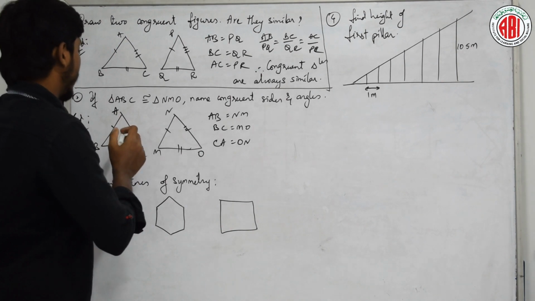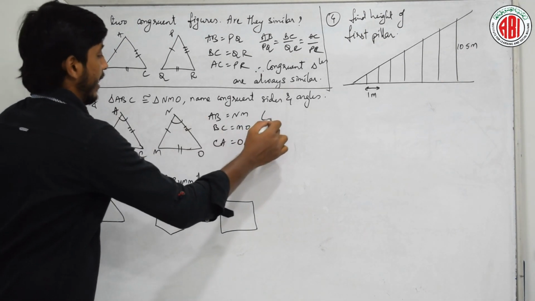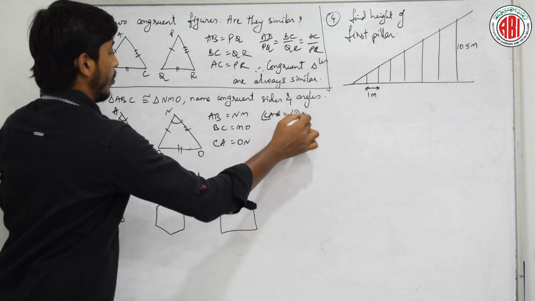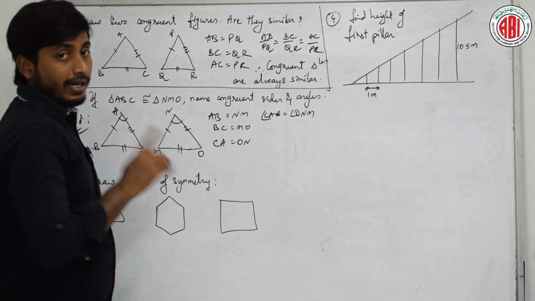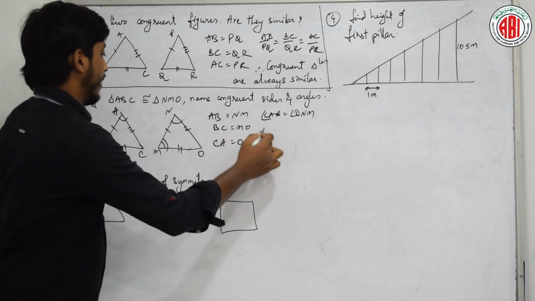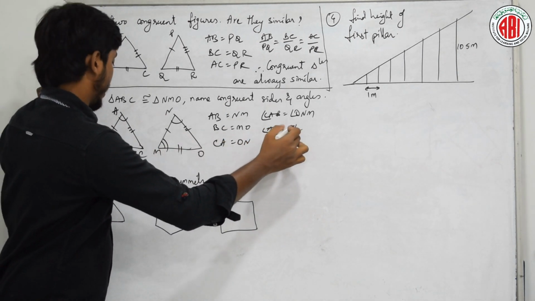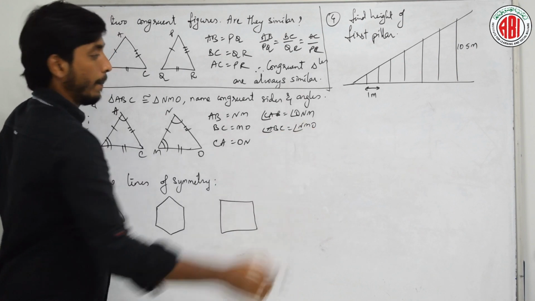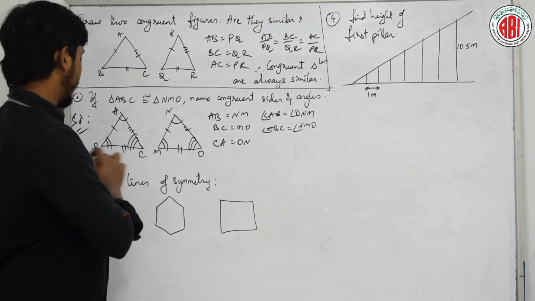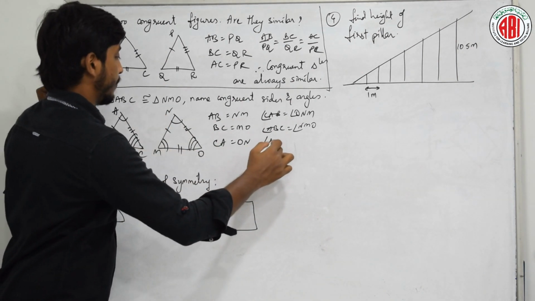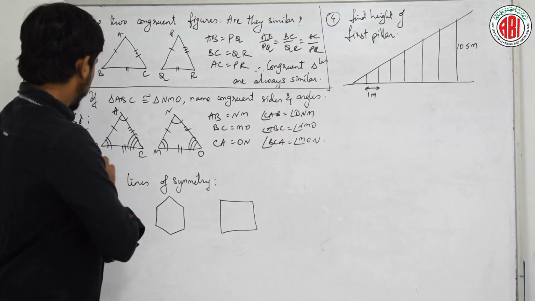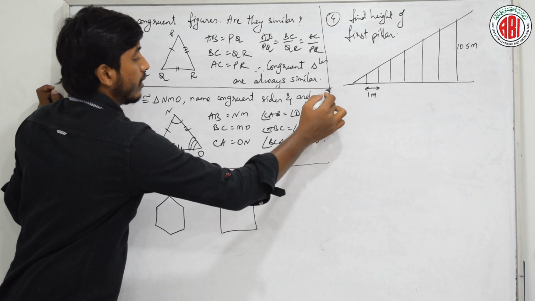Okay. And the next, what about the angles? Angle A is equal to angle N, or else let me write it as angle CAB is equal to angle ONM. Here, try to write like that all the time. Next, this angle is equal to this angle: angle ABC is equal to angle NMO. And the next, this angle is equal to this angle: angle BCA is equal to angle MON. Isn't it? Yes or no?